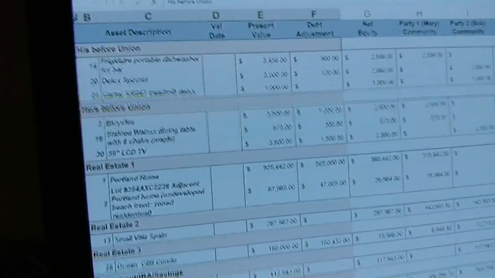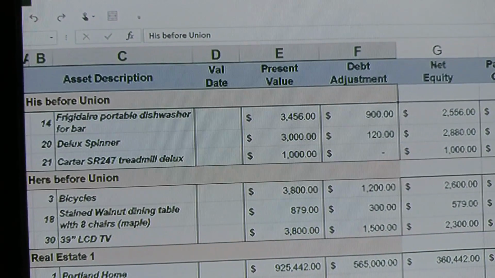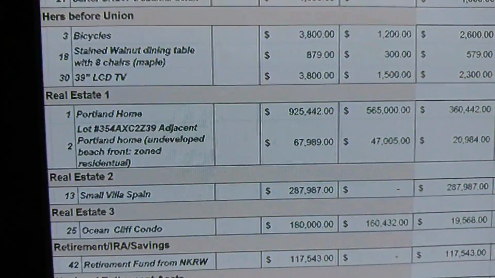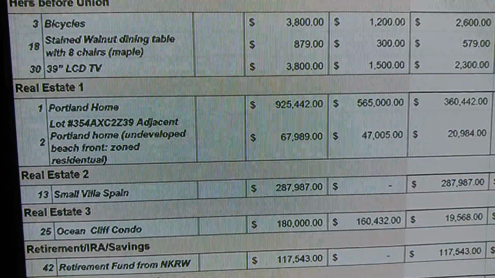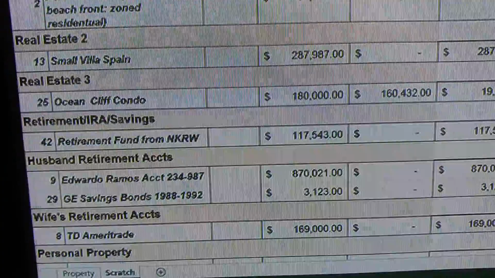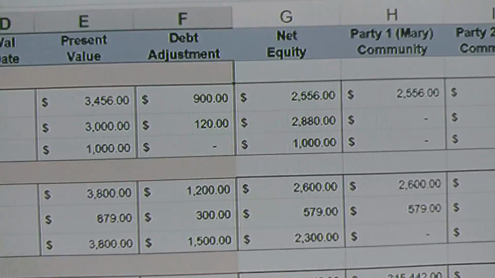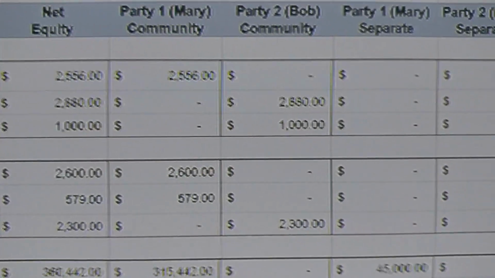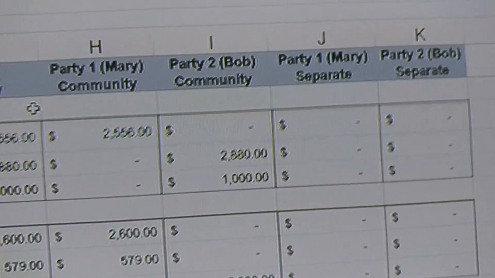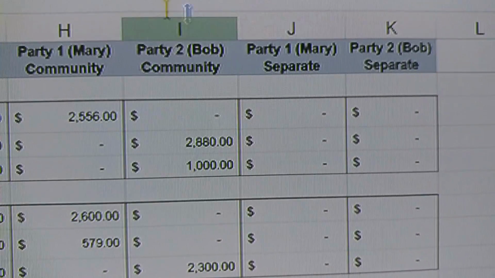If you look at the report, it shows you by groups. Here's his before the union, and it's got 3 things there. Here's hers before the union, and it's got several things. Real estate 1. There's the lot in the Portland home, and she wants them both. There's a small villa in Spain, the ocean cliff. There's all of it right there. If you look across the top, you can actually see the values, but these are the same values you saw over there with our data. If you look up above, it says Party 1, Mary community, Party 2, Bob community, and the same thing for the separate properties for the 2 of them.